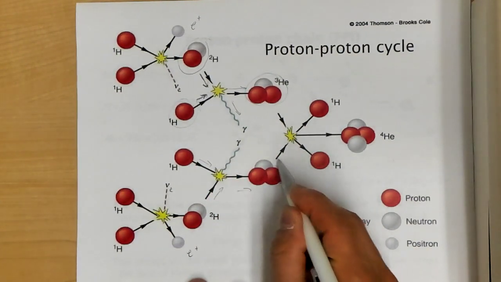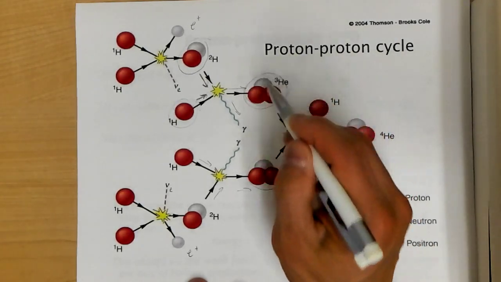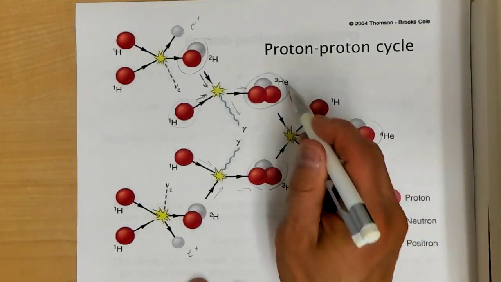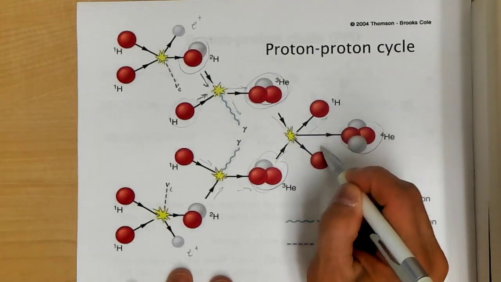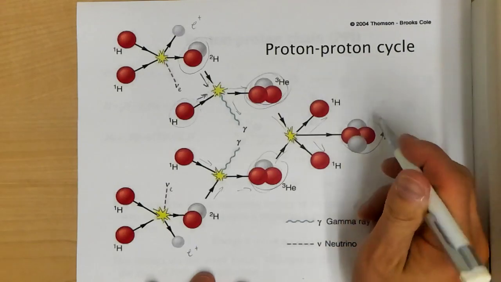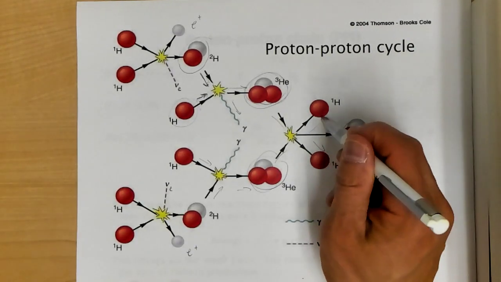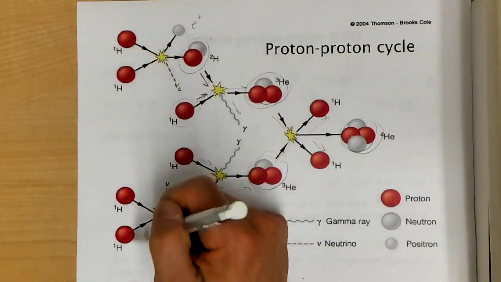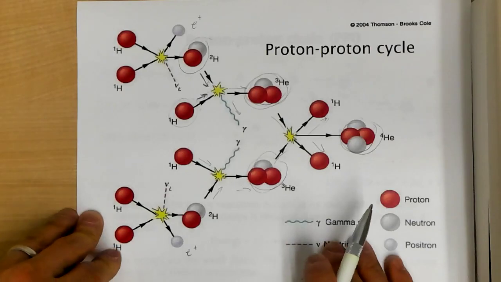You form a helium-3. And then one possibility for producing helium-4 is that these 2 helium-3 nuclei come together, and then they release 2 protons, and they give you the helium-4. Then these 2 protons can come back through this channel here, and through this process, and cycle through again.